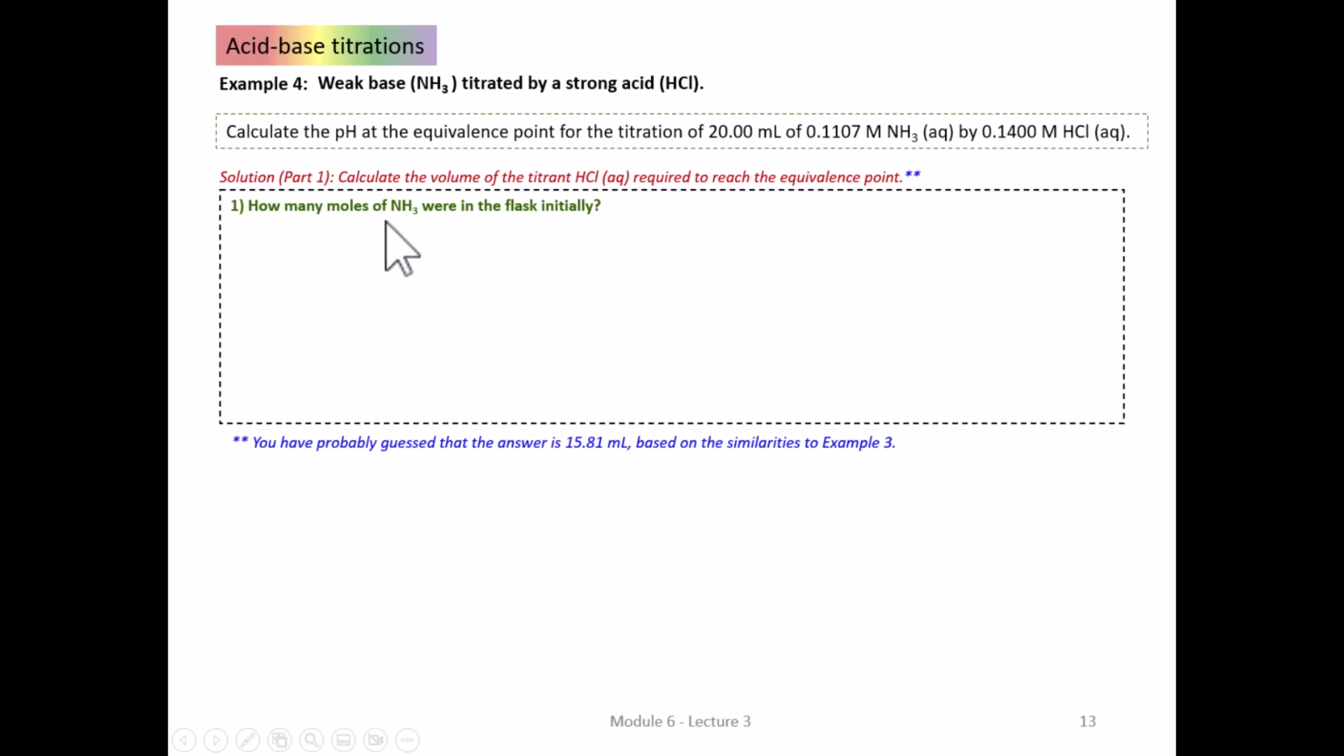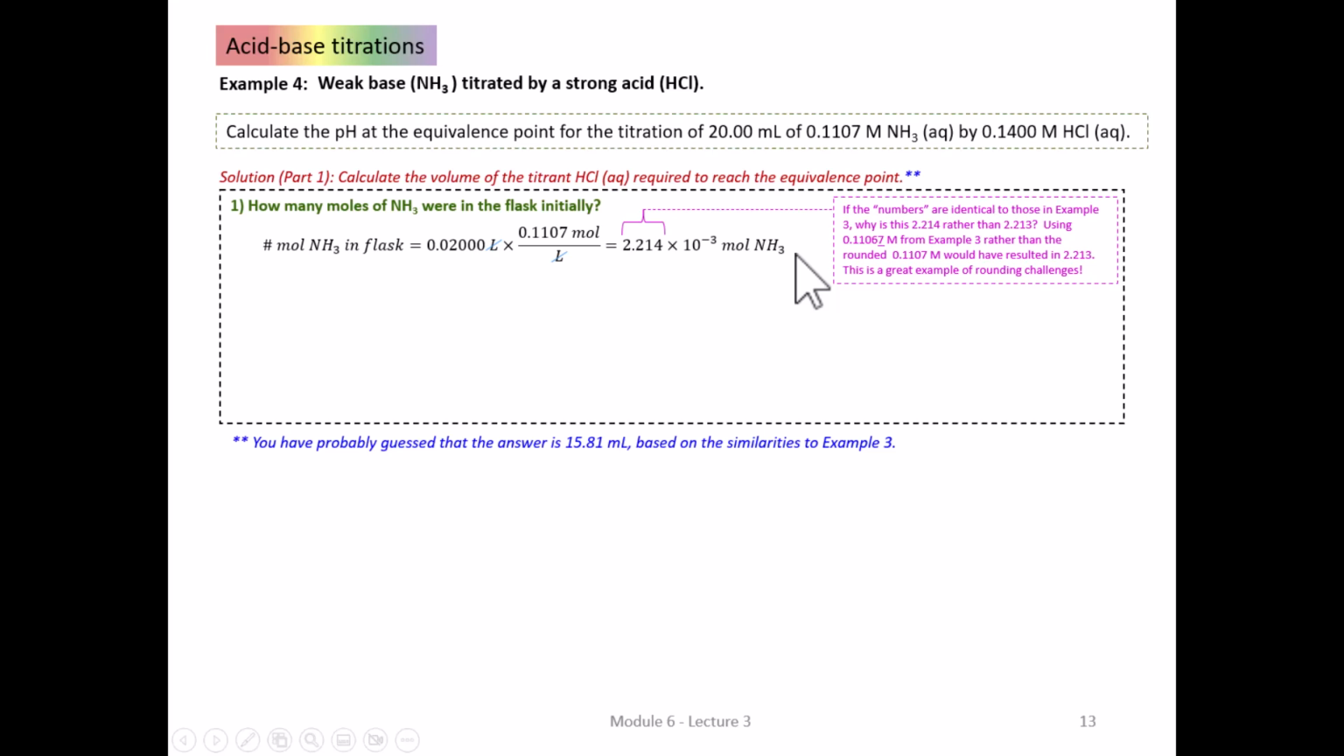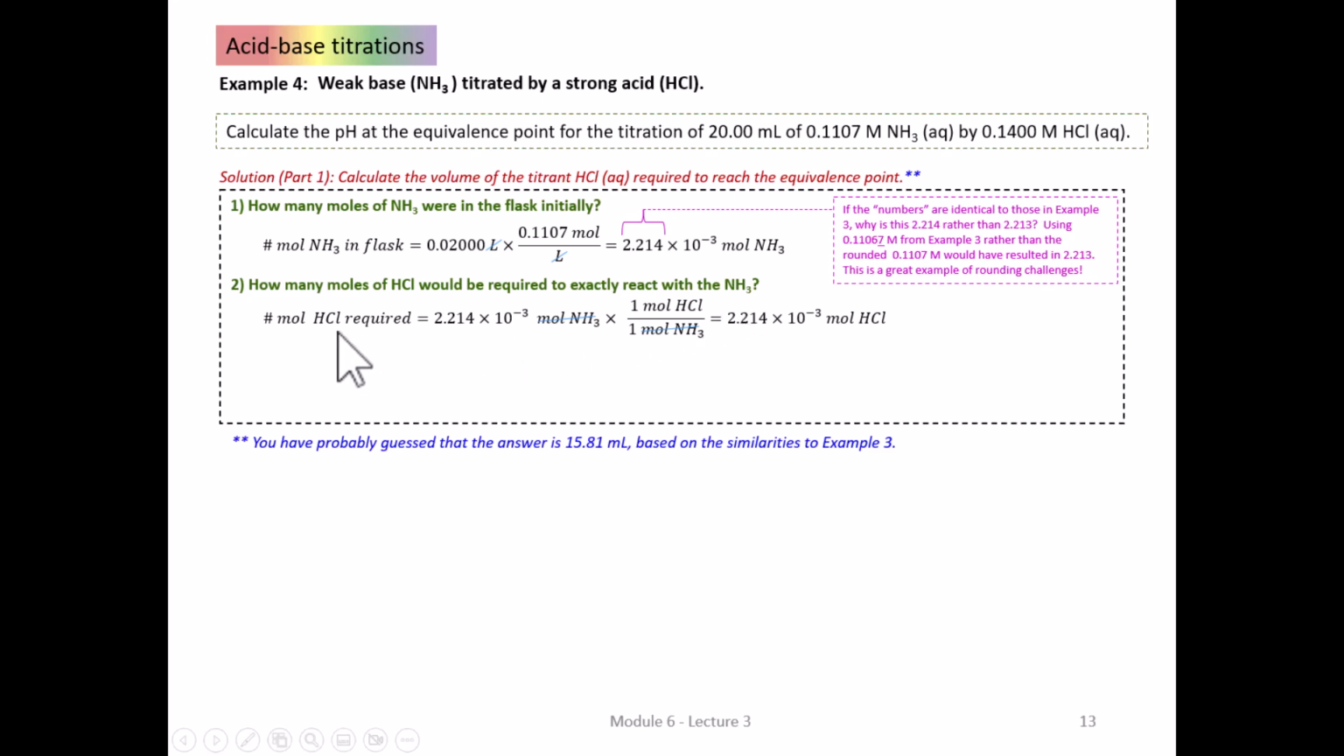First question you'd ask is, how many moles of ammonia were in the flask initially? Well, that's easy. 20 milliliters times the concentration gives you 2.214 times 10 to the minus 3 moles of ammonia. How many moles of HCl would be required to exactly react with this ammonia? Well, that's pretty straightforward too. Since it's a one-to-one reaction, the number of moles of HCl from the burette should be exactly equal to the number of moles of ammonia that we started with in the flask.